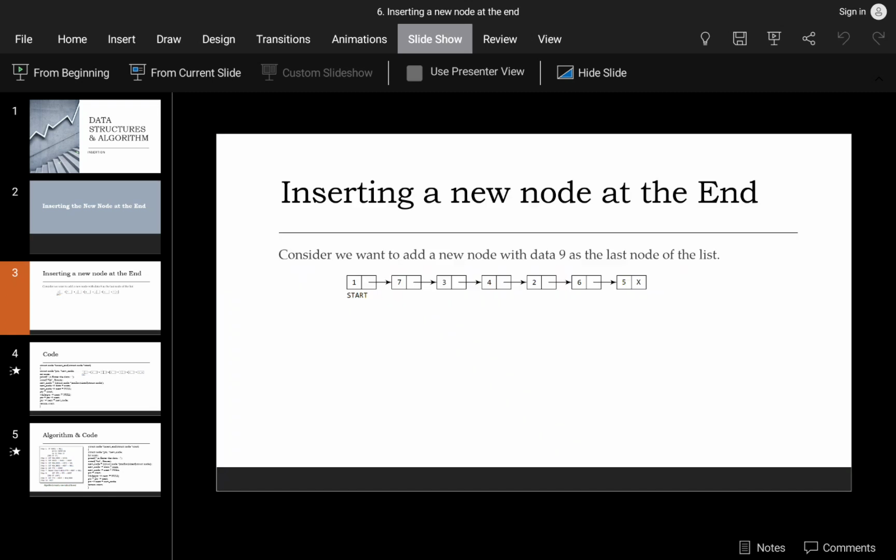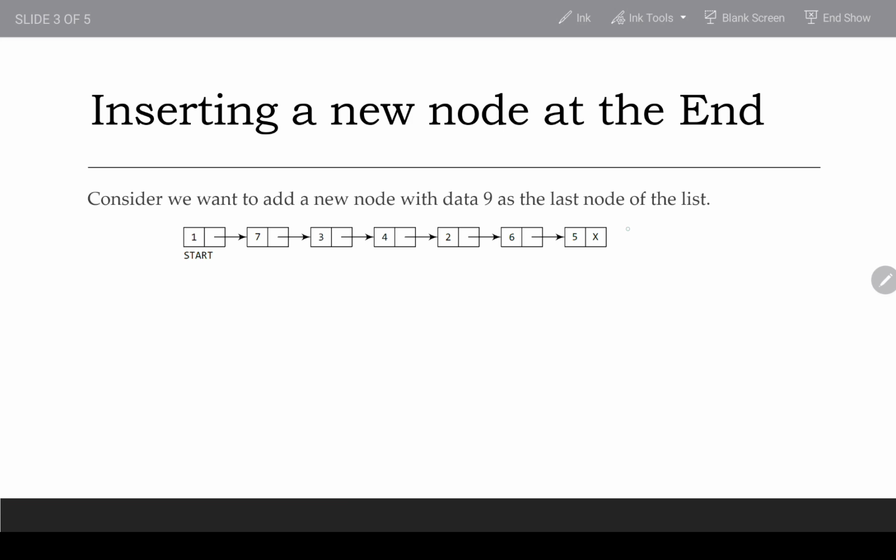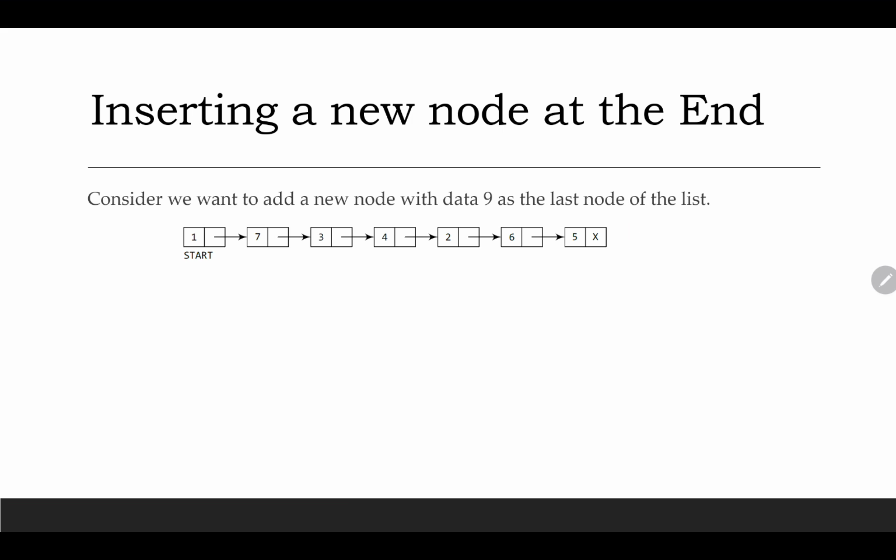Okay, so for example, consider this is a linked list we have taken. Here we need to add the new node at the end of the list with the data 5. So where do we have to add the new node? We have to add the new node here, and it contains the data as 9.